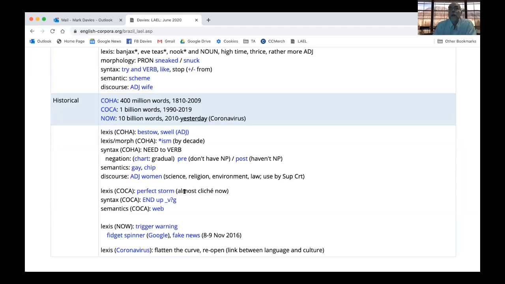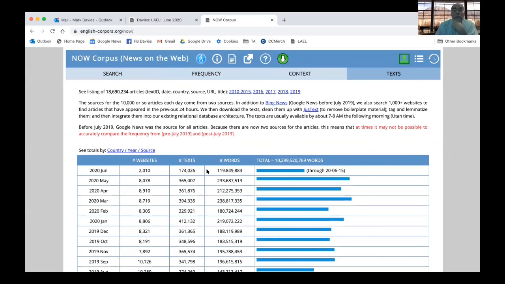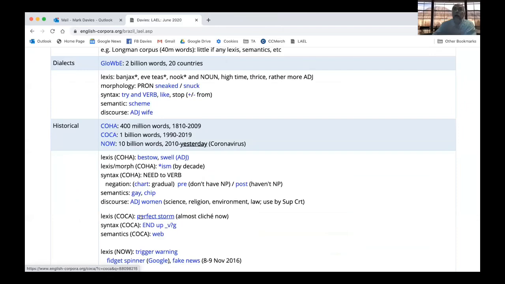If we want to look at even more recent change, we might use the NOW corpus. The NOW corpus, as I mentioned, just keeps growing. April 2020, about 212 million words. May 2020, 233 million words. June 2020, we're up to almost 120 million words. And by the end of June, we're halfway through now, there'll be about 240 million words. So every night, about 8 to 10 million words of data get added to this corpus. It starts in 2010 and goes up through yesterday.